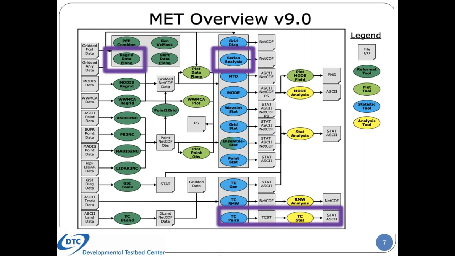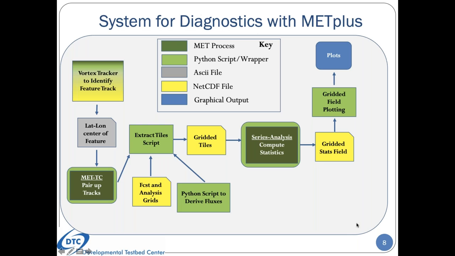So here is the current version of Met, Met version 9.0, and these are all the tools that are in Met 9.0, and the ones highlighted in purple are the tools that will be used during this use case. So we've got regrid data plane, series analysis, and then the TC pairs and TC stat tool.